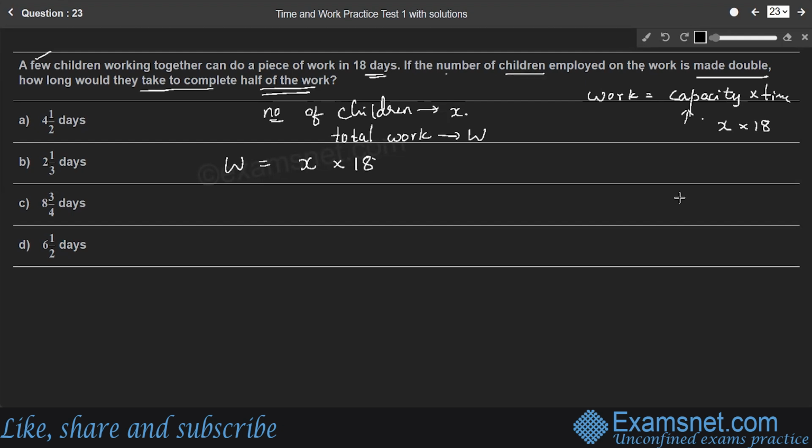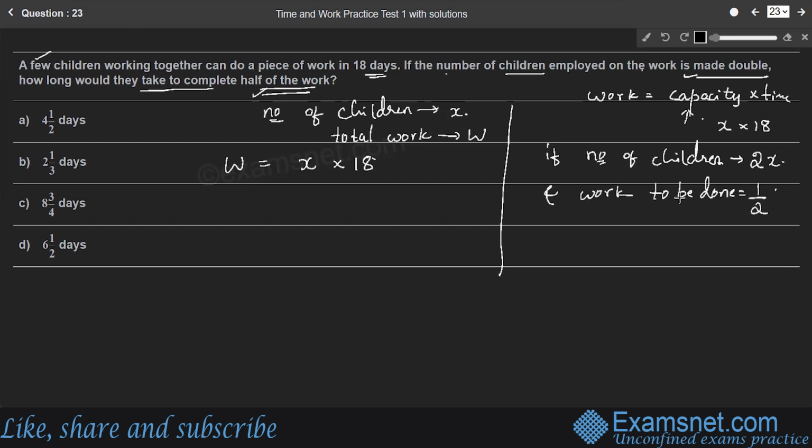If the number of children employed on the work is made double, so in the second case, the number of children is made double, meaning it is 2x. How long would they take to complete half of the work? The work to be done is half of the total work, that means W by 2. So how long would they take to complete? What is the time taken by them?